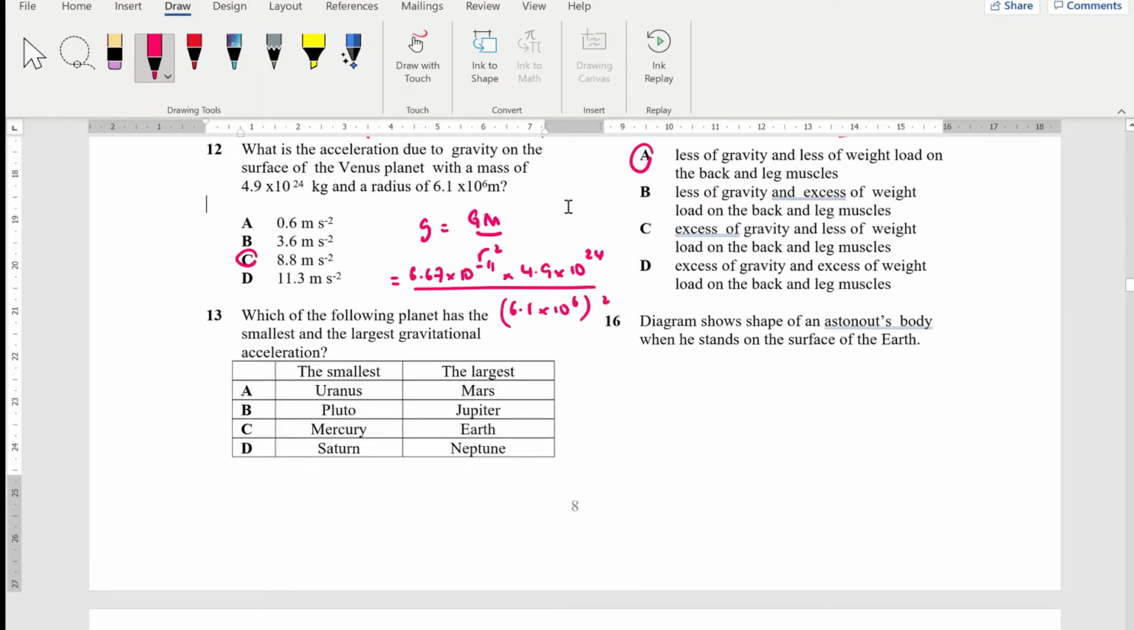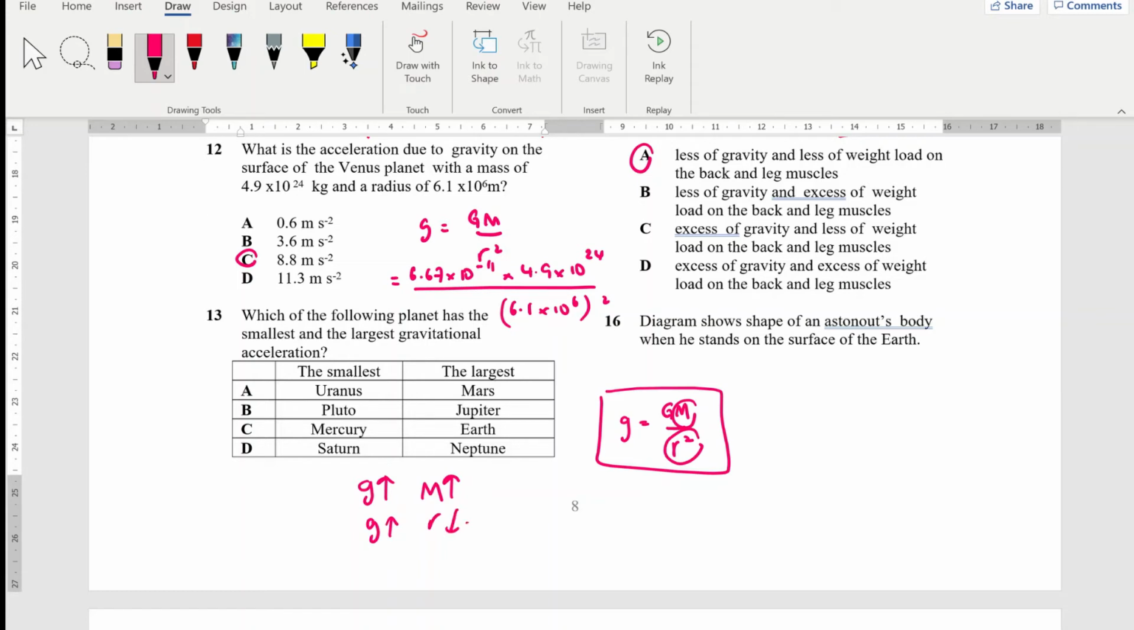Okay, so for soalan 13, the question is about which of the following planet has the smallest and the largest gravitational acceleration. Okay, alright. So from the formula that we have gathered daripada lesson saya hari tu, kita dapat this equation kan. So kita tengok G, dia punya factor is mass dengan radius. Okay, tak pun distance. So therefore the higher the mass, the higher the gravity, and also the lower the distance, the higher the gravity.